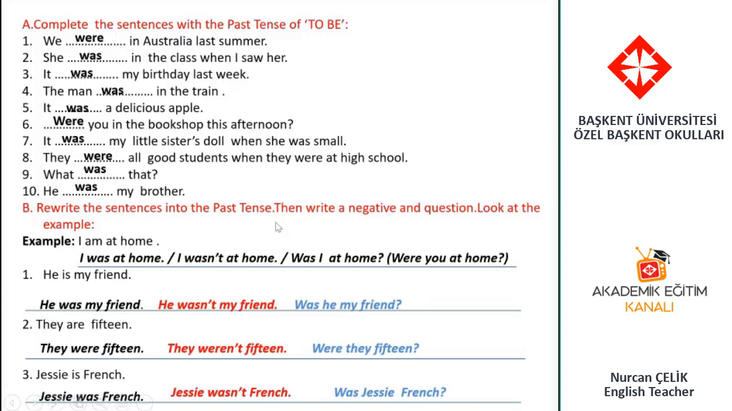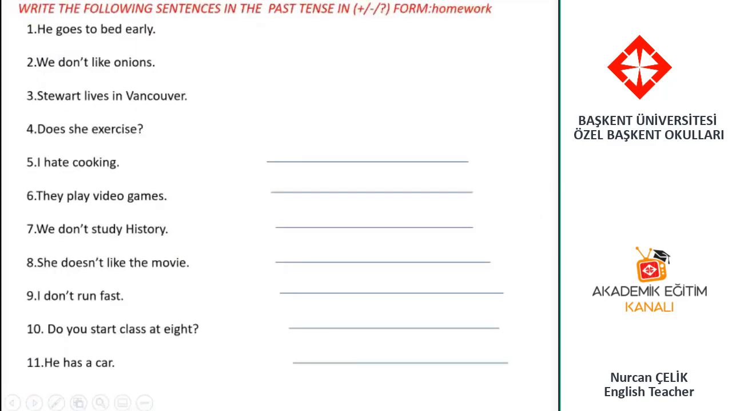And in all of these exercises, we just talked about the situation's existence or other things, but not activities, not actions. Now let's talk about actions. Write the following sentences in the past tense, in positive, negative, or question form. This is your homework. Please try it well, and I'm sure you're going to do it well. Let's see the first one. He goes to bed early.